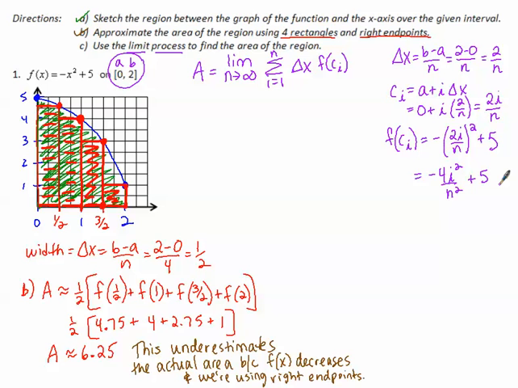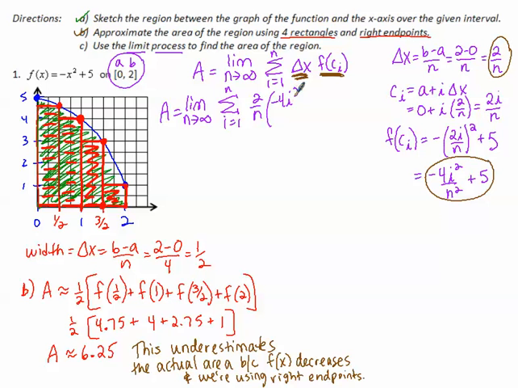Now we're going to take these pieces and plug them in to our formula here. The width goes in for delta x, and f of c sub i goes in for our height. Let's rewrite with what we have now. The limit as n increases without bound, the sum from i equals 1 to n, delta x, 2 over n, times negative 4i squared over n squared plus 5. Now here's where knowing our formulas and our shortcuts is really valuable, so that we don't waste time doing more work than we have to, and it makes it a simpler sum.